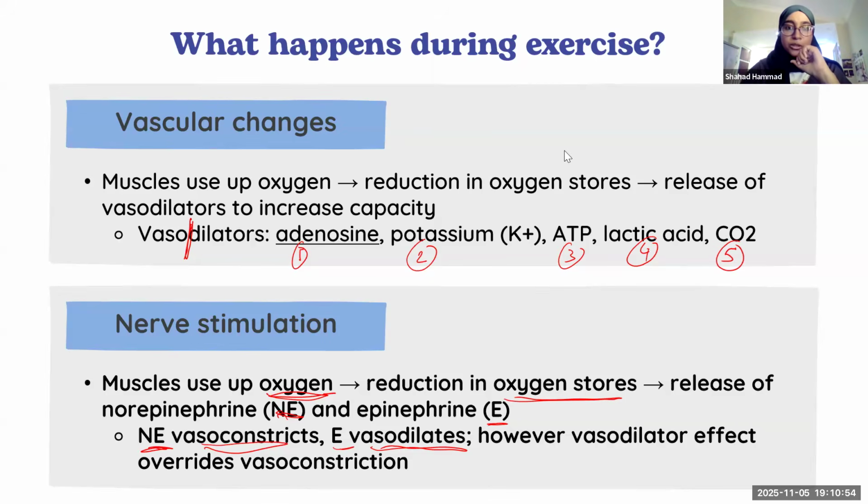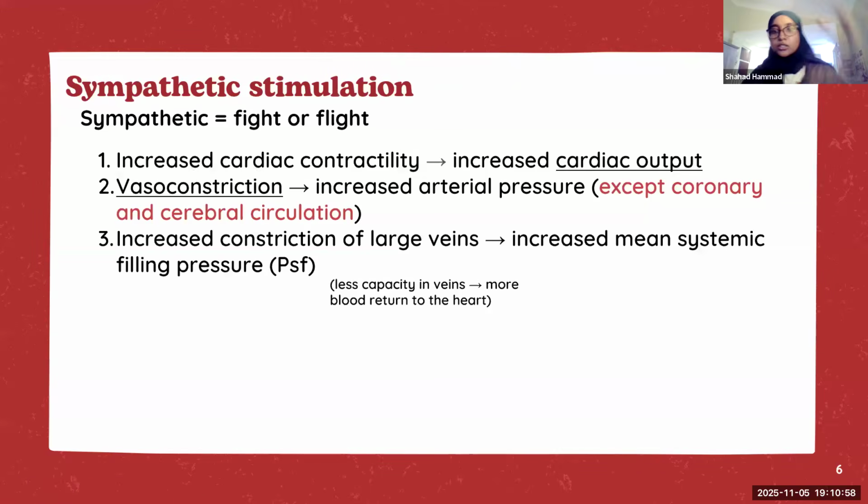Okay, so the next part. We said vascular changes in nerve stimulation. This is kind of a summary of what I just said. The sympathetic system or stimulation is the fight or flight response. We have, again, the increased cardiac contractility, which increases cardiac output so that more blood and oxygen gets throughout the body. We have vasoconstriction in certain areas.